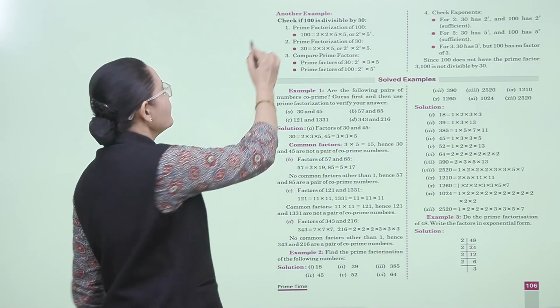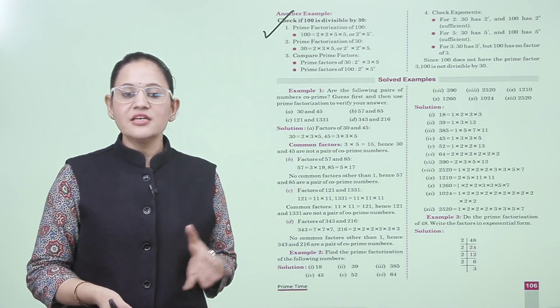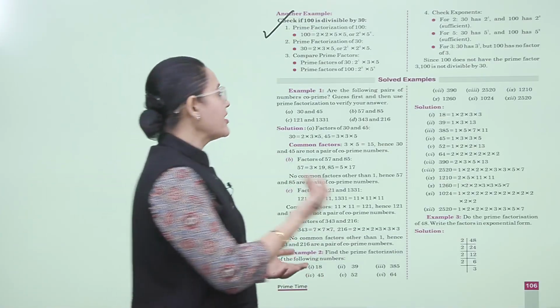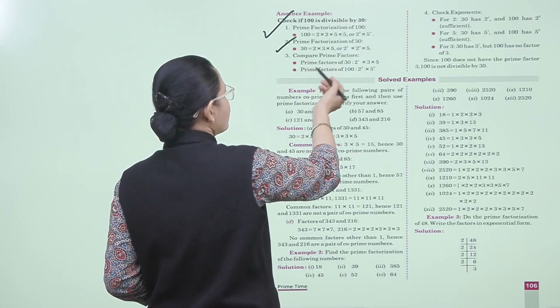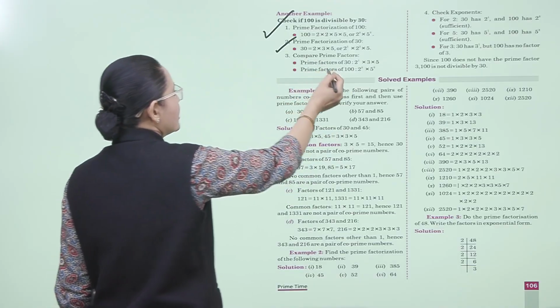Another example, we have to check whether 100 is divisible by 30. So we'll do the prime factorization of 100 and 30 and we'll compare the factors. 30 is equal to 2 into 3 into 5.